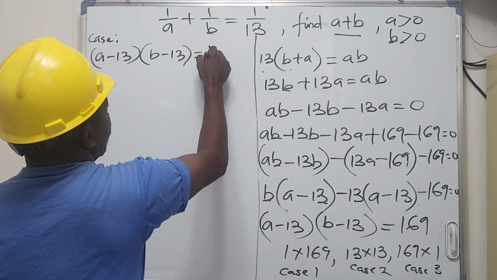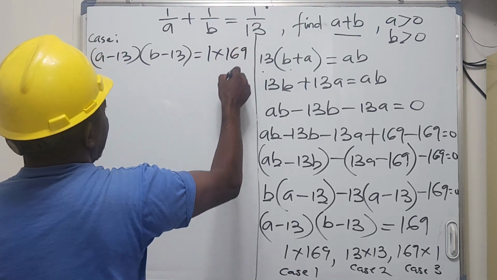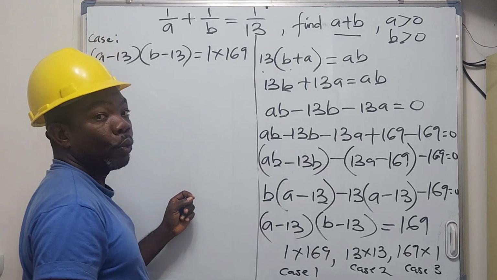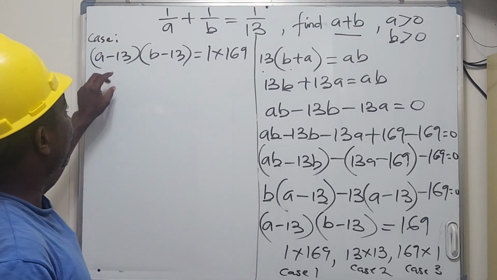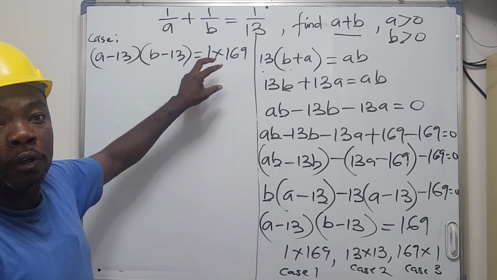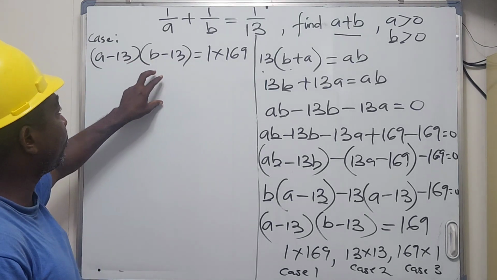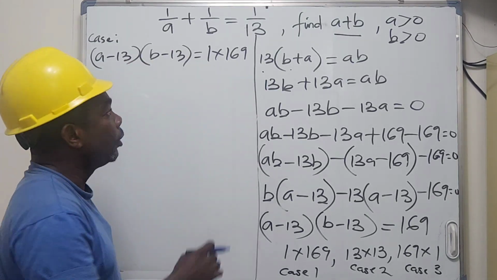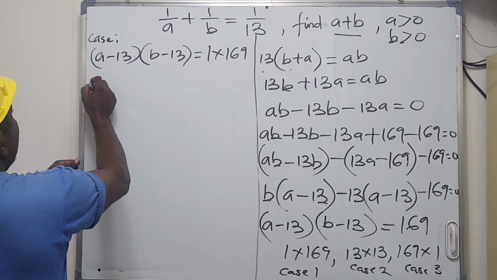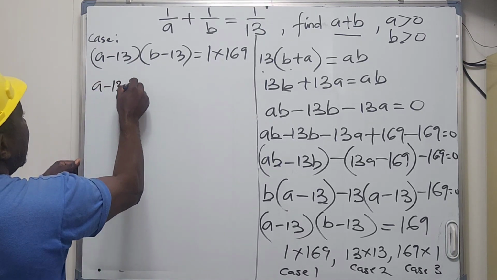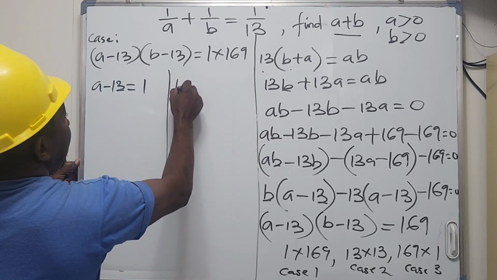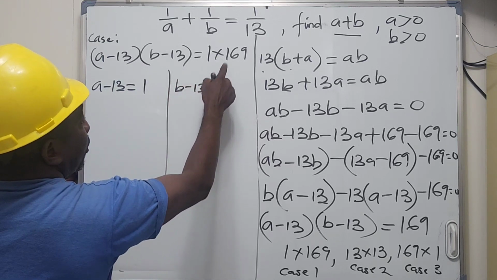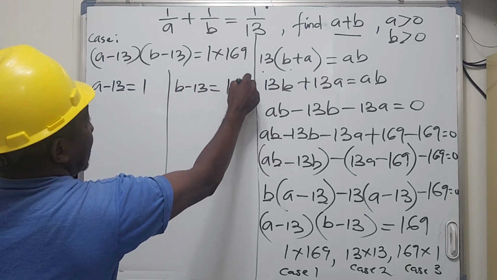So this is equal to 1 times 169. So we have two parentheses here, which equal the factors of this 169. The first parenthesis equals the first factor, and the second parenthesis equals the second factor. So we take one after the other. The first one is a minus 13 equals the first factor, which is 1. And also we have b minus 13 equals the second factor, which is 169.